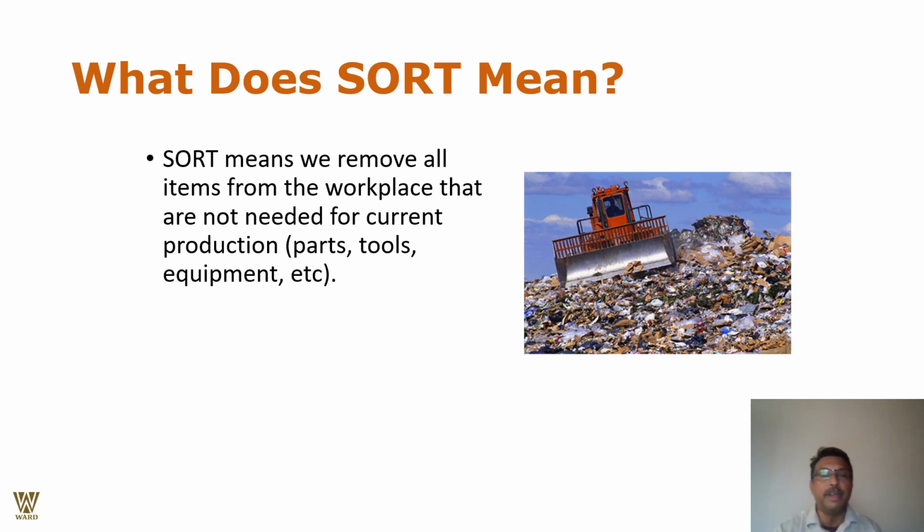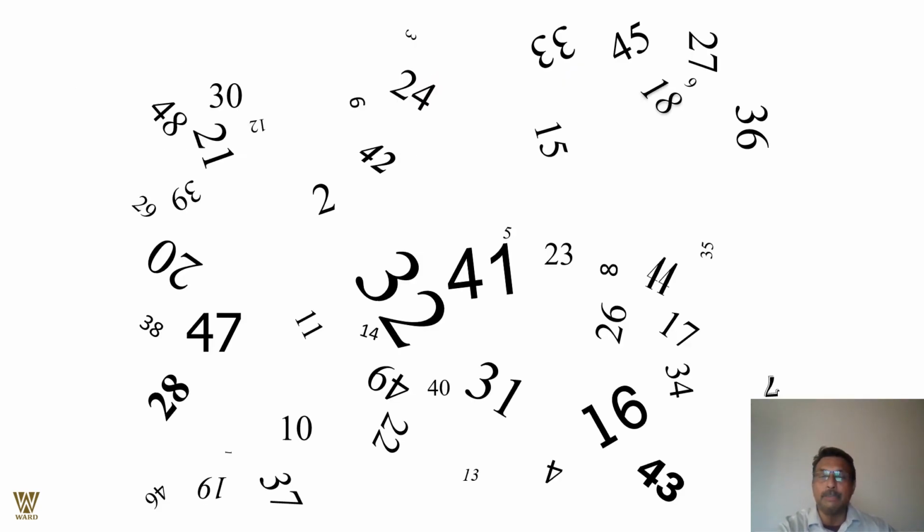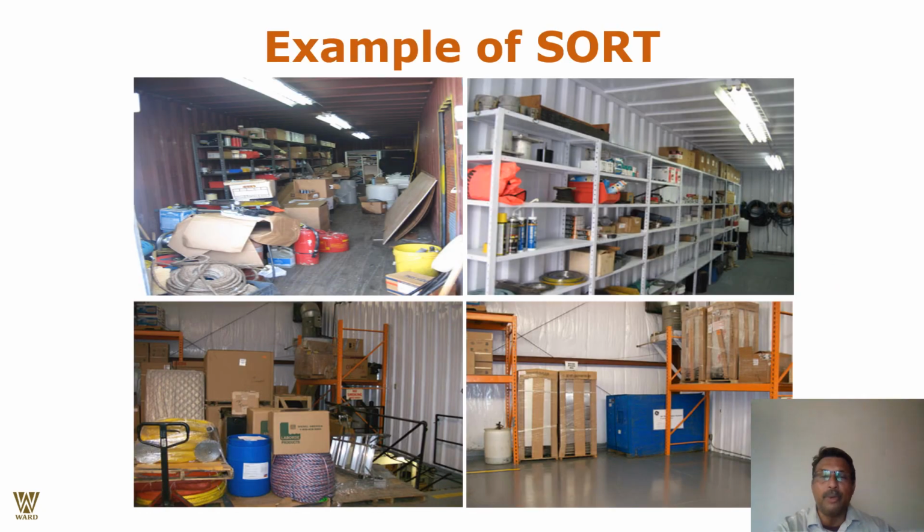Let me sort it out from the very beginning. Look at what is there in this waste retrieval. Sorting, we remove all items from the workplace that are not needed for current production. Let's say the parts, tools, equipment, as the case might be. Look how empty it becomes around here. What has been sorted out? There are things that are not required at all.